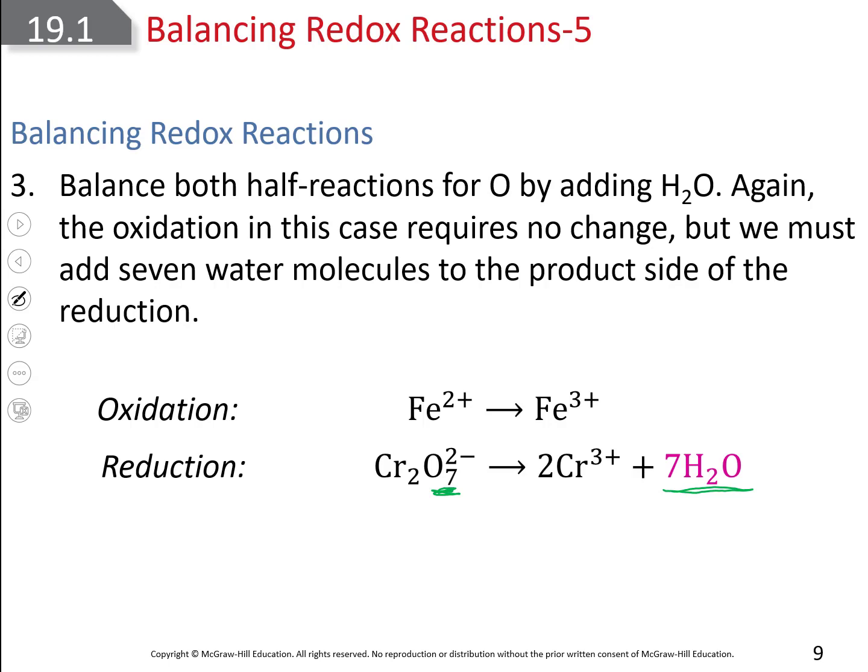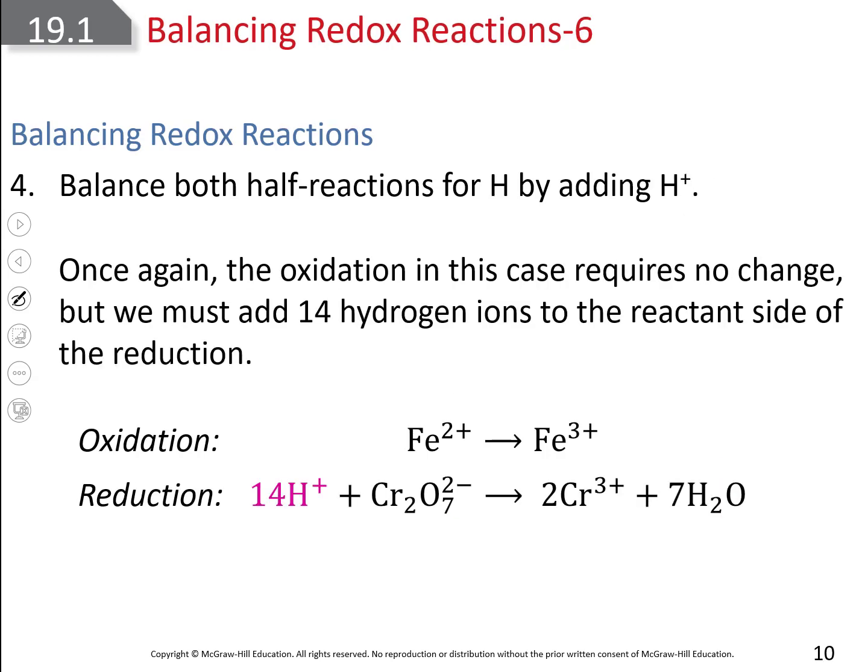But what did I mess up balancing-wise? Not mess up, but hydrogen. Now hydrogen's not balanced. How many hydrogens do I have on the product side? 14. So what do you think step 4 is going to be? To add 14 hydrogens. Remember, this is an acidic solution, so there's plenty of hydrogen ion flowing around.